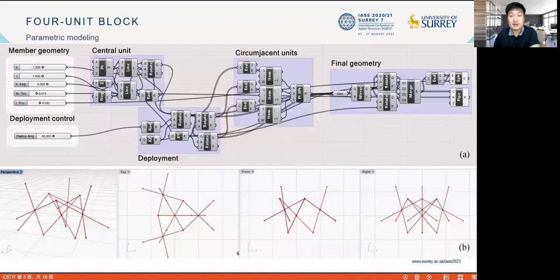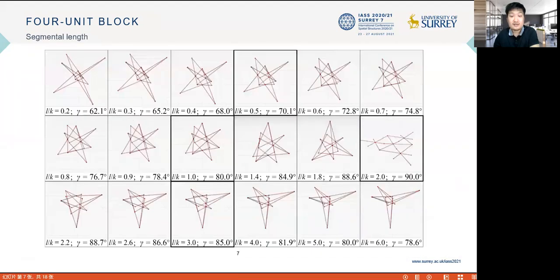To examine the geometric and the motion behavior of the structure, Grasshopper for Rhino was used to build the parametric models. This image shows the script used for the modeling. The geometric parameters are listed on the left side, which are the segmental length and the kink angle of the member. This figure shows the different forms that can be achieved in fully deployed configurations when applying different segmental lengths into a 4-unit block. In most cases, the 4-unit block is fully deployed as a polyhedron, except for the case L over K equals 2, which is shown here. The structure expands as a grid.